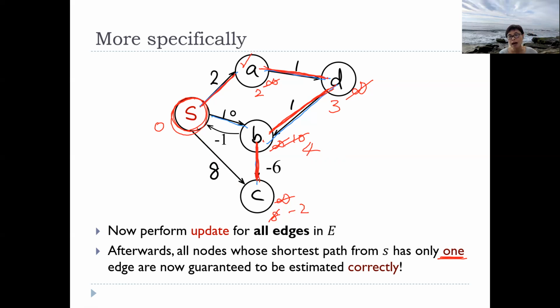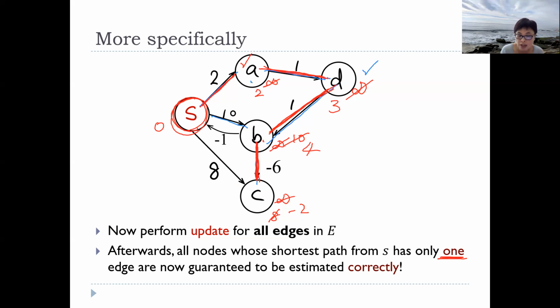Now note that after I perform a second round of update operation, what I can say for sure is that the shortest path to D must be correct. Why? Because the shortest path from S to D has 2 edges, and it goes from A to D. Since A is already correct, when we perform update on AD, I got D correct. Now, I cannot say about the estimates to other nodes yet, but I know that D, which is 2 hops away, whose shortest path is 2 edges, must be correct.